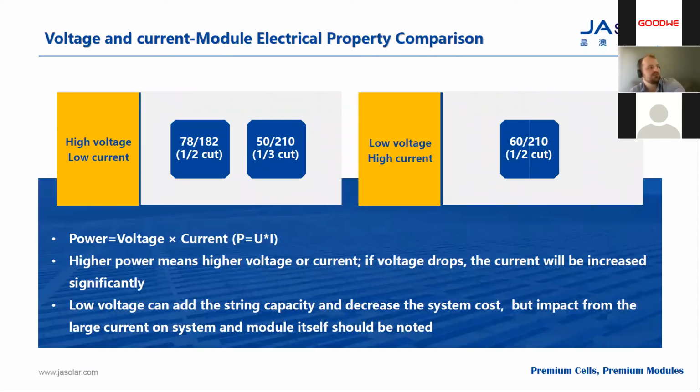Considering some voltage and current information for the modules, as you can see, there is higher voltage for lesser current for the 182 millimeter cells and for the 210 millimeter cells. This is obviously due to half-cut technology. And then considering the larger 210 millimeter cells can get a low voltage output with a higher current output.